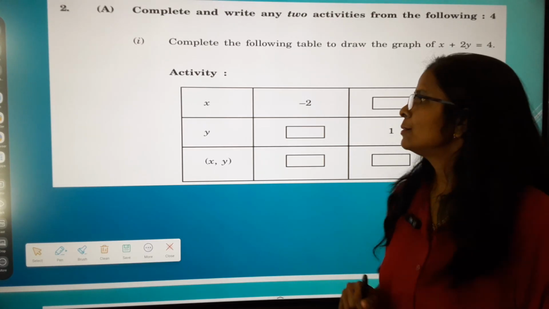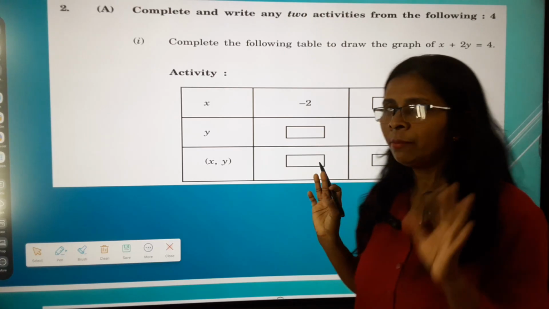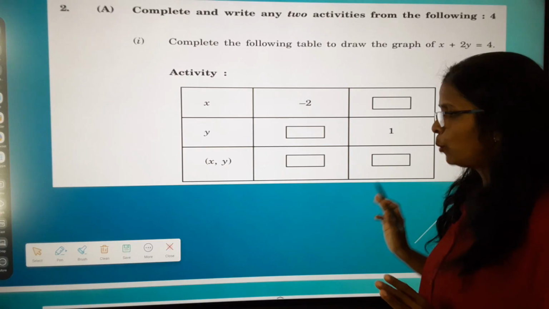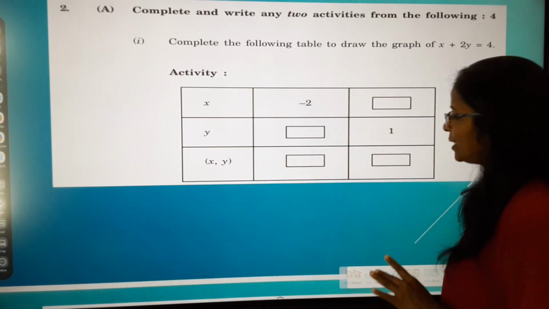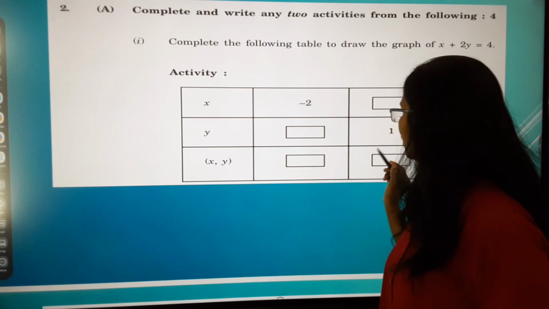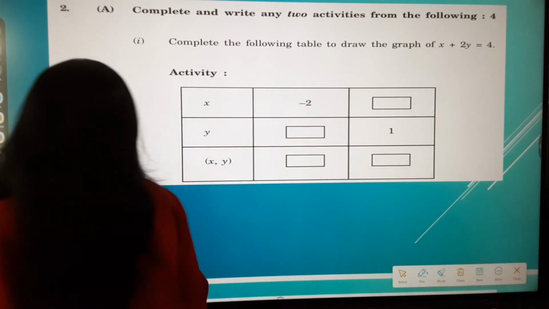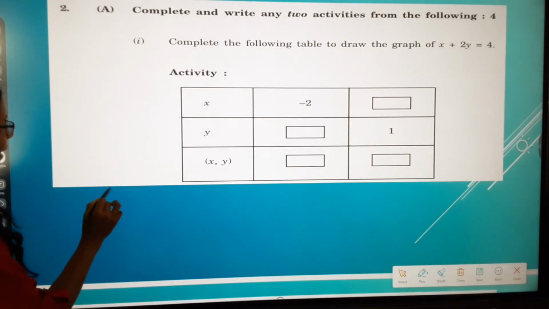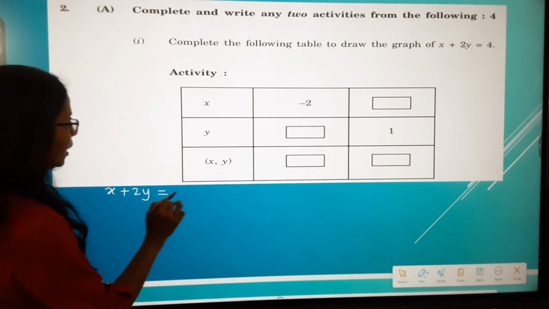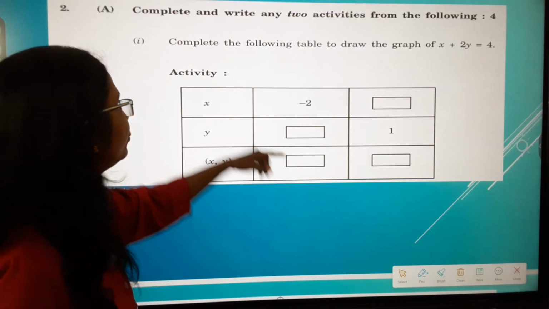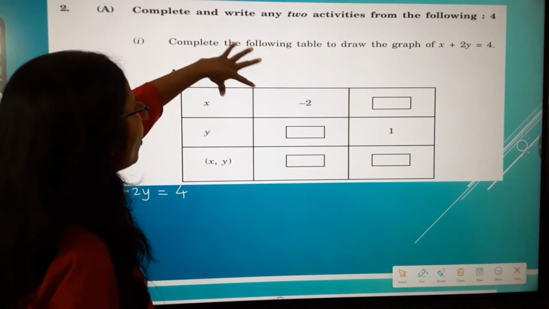Now here students, the table is given, an activity based question. The table is given and we have to fill up these boxes. There are 2 boxes, and that means half of the marks for each calculation. Okay. So now here the given equation is x plus 2y is equal to 4. And if you observe this carefully, minus 2 is the value of x.